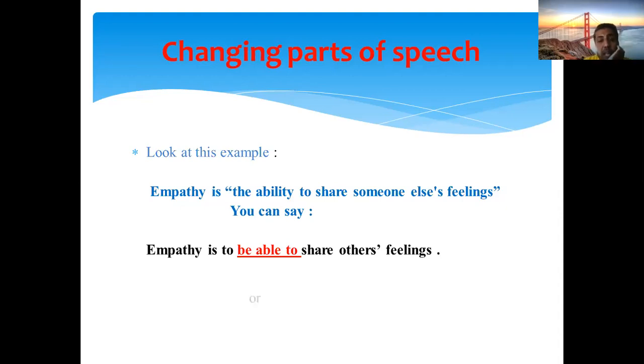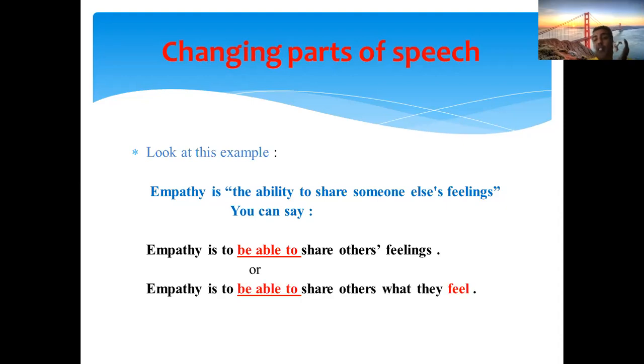I can also say, "empathy is to be able to share with others what they feel." I also changed the word "feelings" with the word "feel," from a noun into a verb. So the second technique, as you see, is changing parts of speech. Let's move to another technique, which is word order.